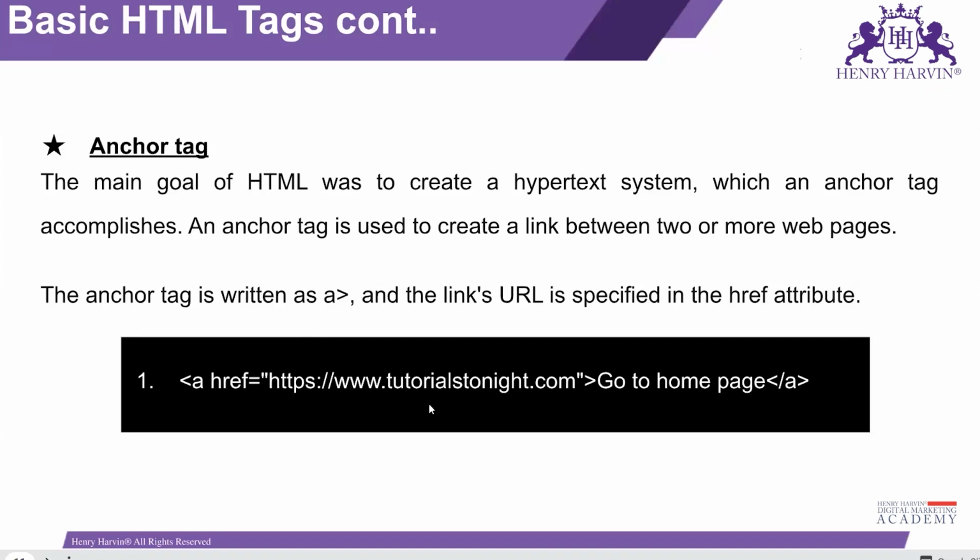So the anchor tag is used to show anchor text. Using this one, I show that this would be the website, this would be the link, and it will show "go to home page". So on the screen, "go to home page" would be written, and when I click on that, it will take me to this site, Tutorials Tonight. If I click on this particular word, it will take me to this website, because we use the anchor tag. So "go to home page" would be our anchor text on the web page.